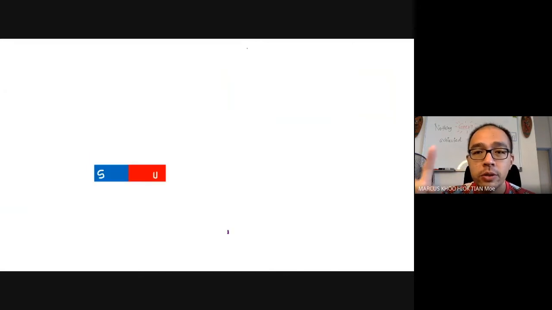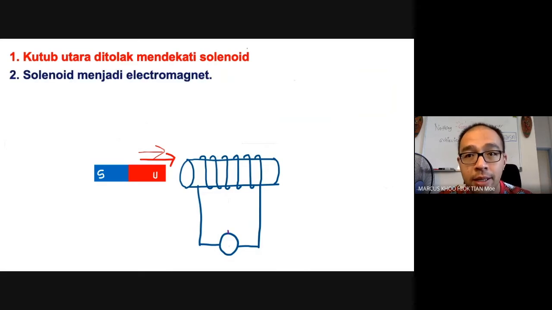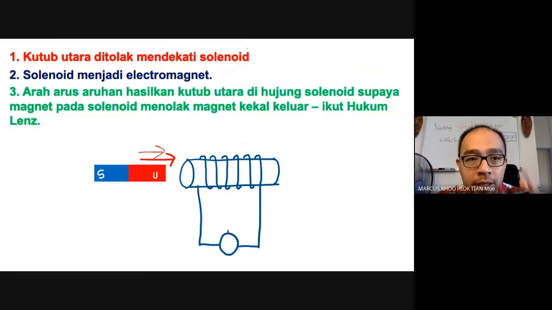So in short, let's consider this again. When the north pole is pushed towards the solenoid, the solenoid will become an electromagnet. And when it becomes an electromagnet, what will happen? The direction of the induced current will produce a north pole. It will make the solenoid on this side become north.